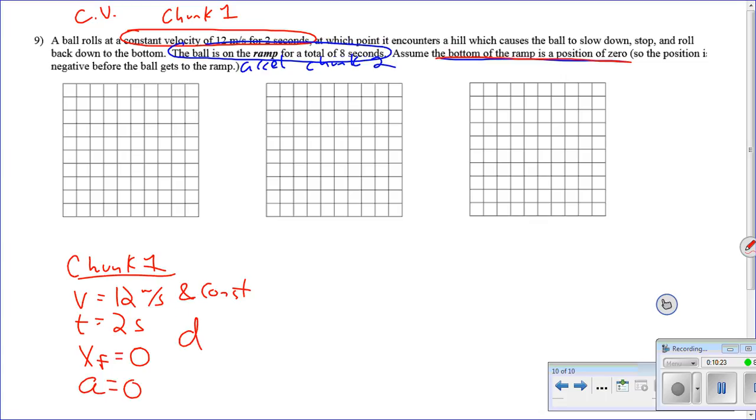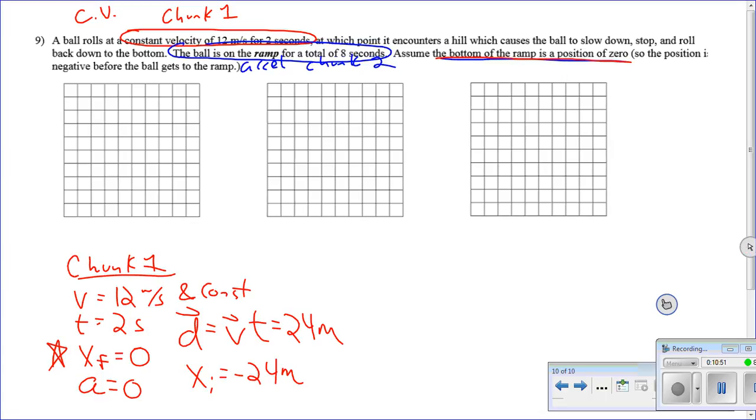I can find my displacement, since my velocity is constant, by just using distance equals rate times time, velocity times time. So 12 times 2, that's going to give me 24 meters. So let's think about this. If I ended at a position 0 after going forward 24 meters, my starting position must have been negative 24 meters. Okay? So that's everything for chunk number 1.